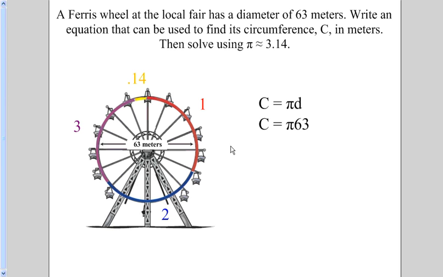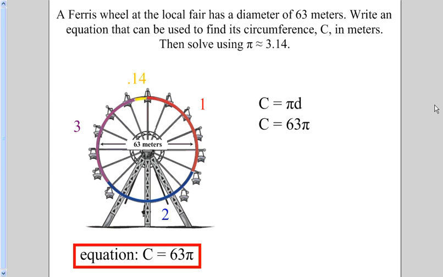In this case, we're told that the diameter is 63 meters. So we have c equals pi times 63, or it's usually written c equals 63 times pi, with the number going first before the symbol pi. And that's the first part of this problem, that it asks for an equation that can be used to find the circumference, and that's the equation. C equals 63 times pi.